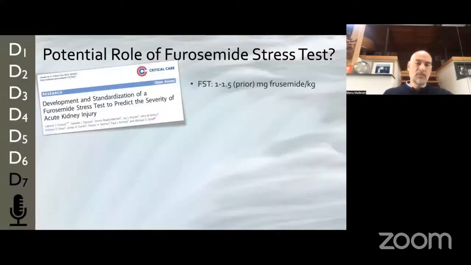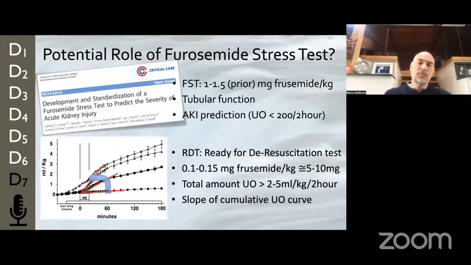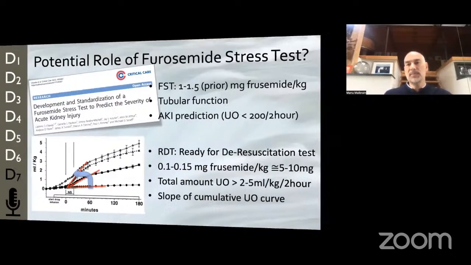So maybe one more thing, which is about the furosemide stress test, has been used by nephrologists to detect kidney injury, kidney reserve. So you give a dose and look at your output. If it's below 200 in the next 2 hours, this may be a poor prognostic parameter.